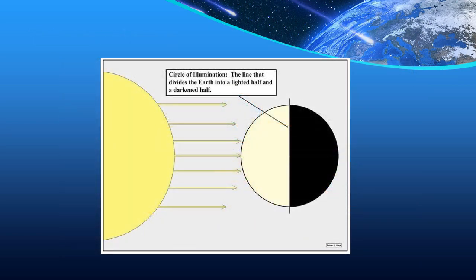Then the circle of illumination, or the Prakashvartul, is the line that divides the earth into a lighted half and a darkened half, the line which joins the North Pole to the South Pole. This line is the circle of illumination.